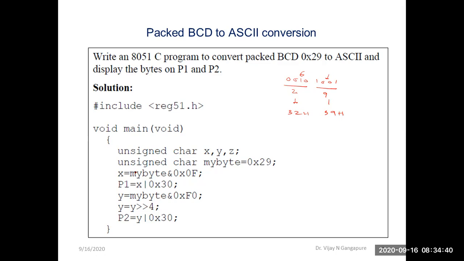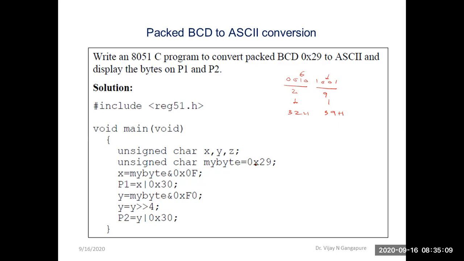Next is also a declaration statement. This is again declaring an unsigned char type variable and its name is mybyte. So mybyte is being declared as an unsigned char type variable. That means in mybyte I can store a value between 0 to 255, and that value we are assigning here, 0x29.